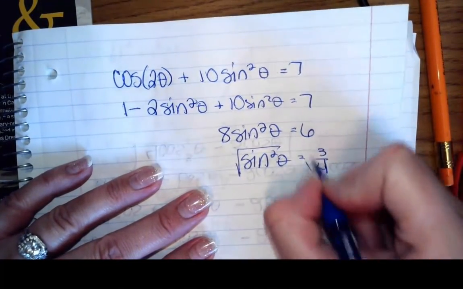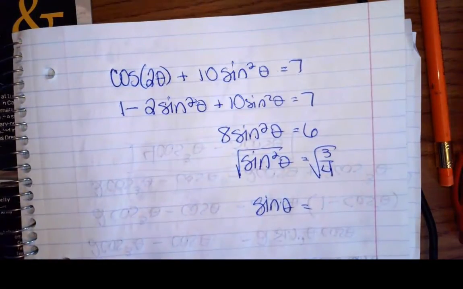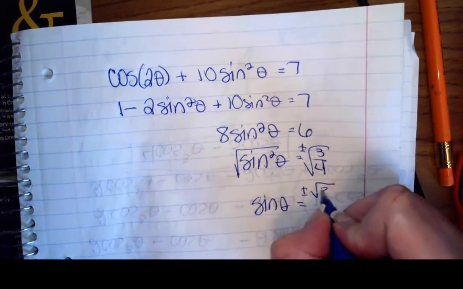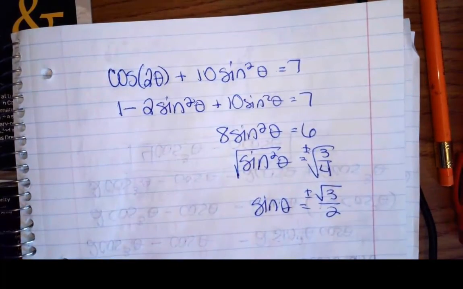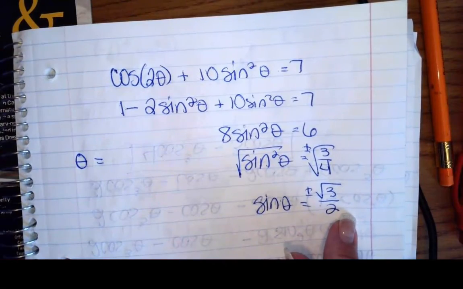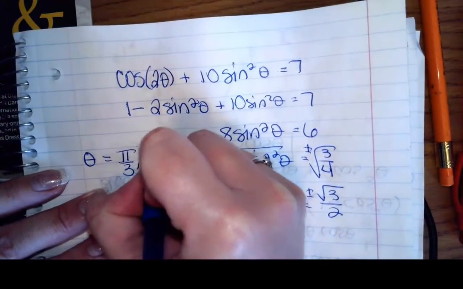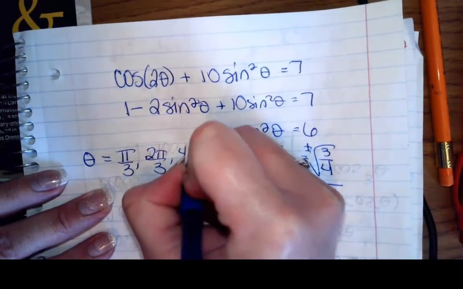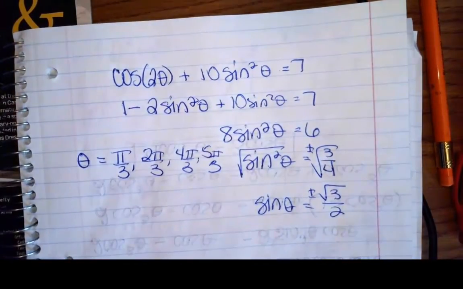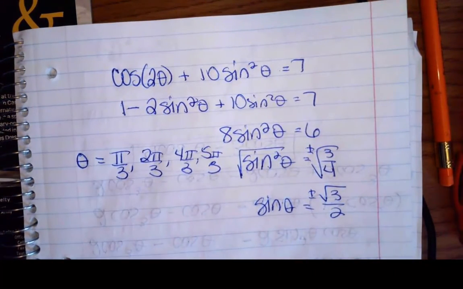And so now take a square root. Anytime that you are taking the square root during the process of solving an equation, do not forget your plus minus. So I'm going to end up with a positive or negative √3 over 2. So where does sine produce a positive or a negative √3 over 2? That is going to happen at pi over 3, at 2 pi over 3, at 4 pi over 3, and at 5 pi over 3. And those are the places where you get a positive or a negative √3 over 2.